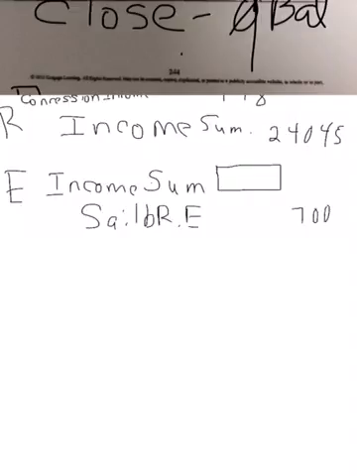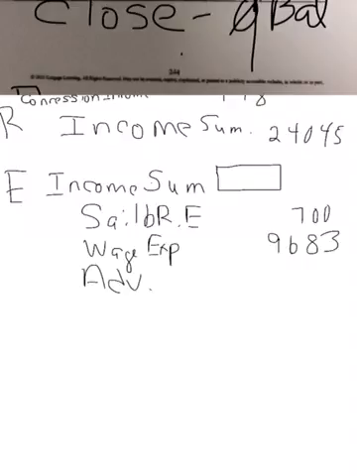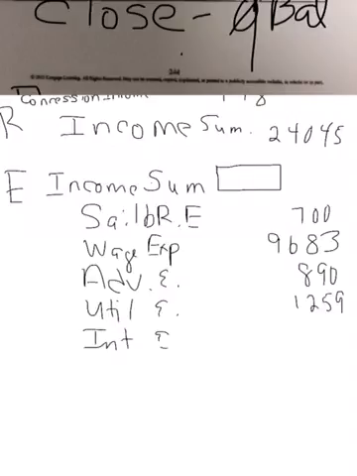So I have sailboat rental for $700. I would have a wage expense for $9,683. I have advertising expense for $890. I will have utility expense for $1,259. I will have interest expense, and my interest expense is $1,351. Insurance expense is $1,000.